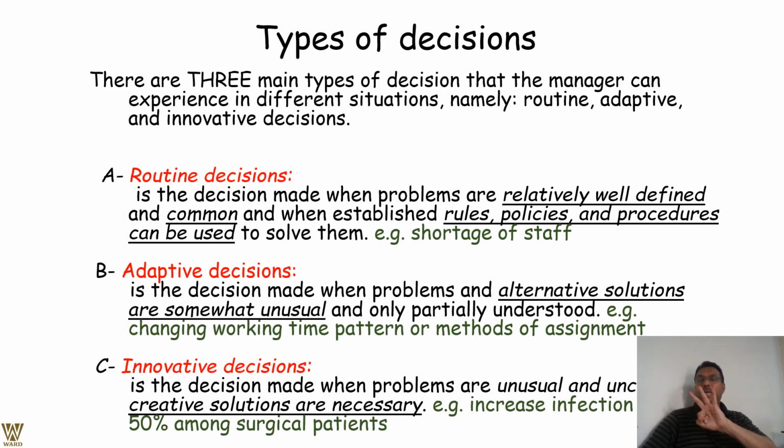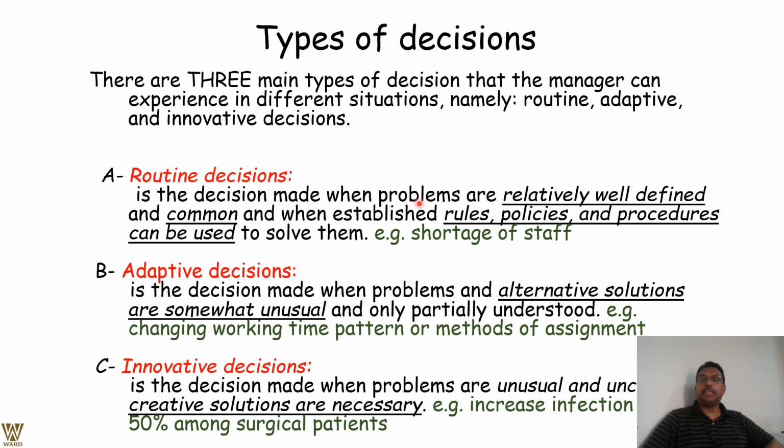There are three main types of decision that a manager can experience in different situations. They can be routine, adaptive, and innovative, as the case might be. Routine means regular decision, standard operating procedures that go around it. Adaptive means you take a decision based on the context of the situation. Innovative is the out-of-the-box solution that you are looking for.